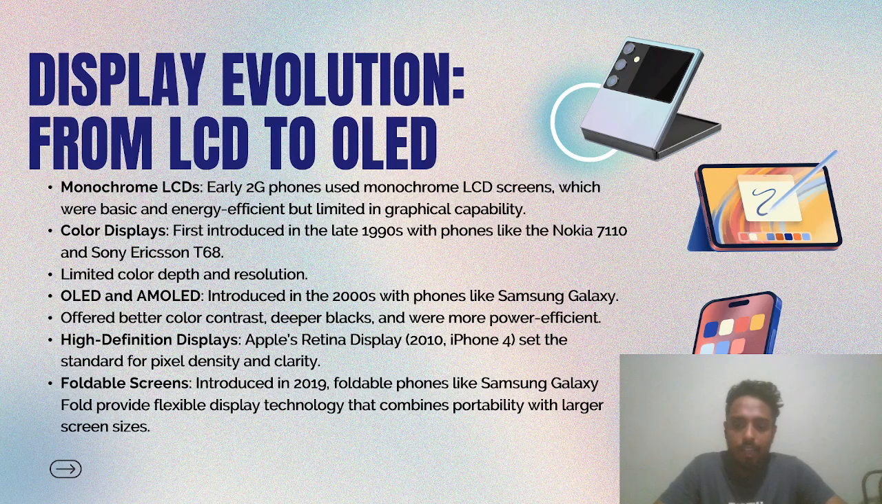OLED and AMOLED were introduced in the 2000s with phones like the Samsung Galaxy, offering better color contrast, deeper blacks, and more power efficiency. HD displays, also known as high definition displays, were introduced, and the Apple Retina display set the standard for pixel density and clarity. Foldable screens were introduced in late 2019. The Samsung Galaxy Fold provided flexible display technology that combines portability with larger screen sizes.